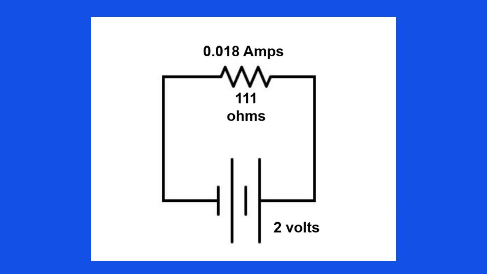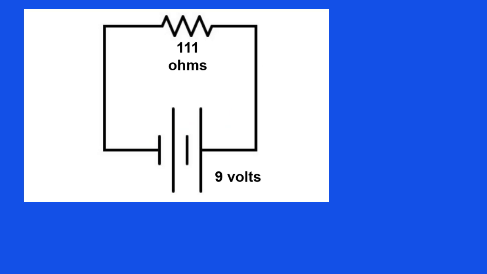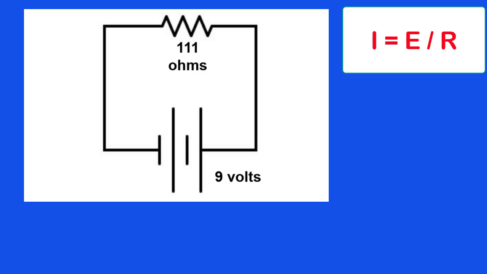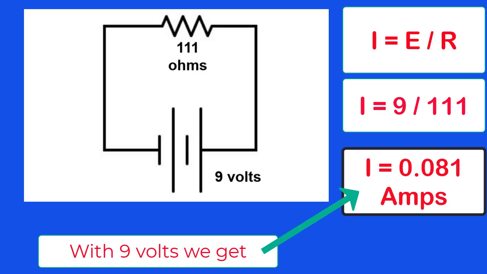So, if we were to put 2 volts across a 111 ohm resistor, we would have 0.018 amps of current flowing. How many amps of current would flow if we were to put a 9-volt battery across a 111 ohm resistor? Using Ohm's law, we get I equals E divided by R, or I equals 9 divided by 111, or I equals 0.081 amps.